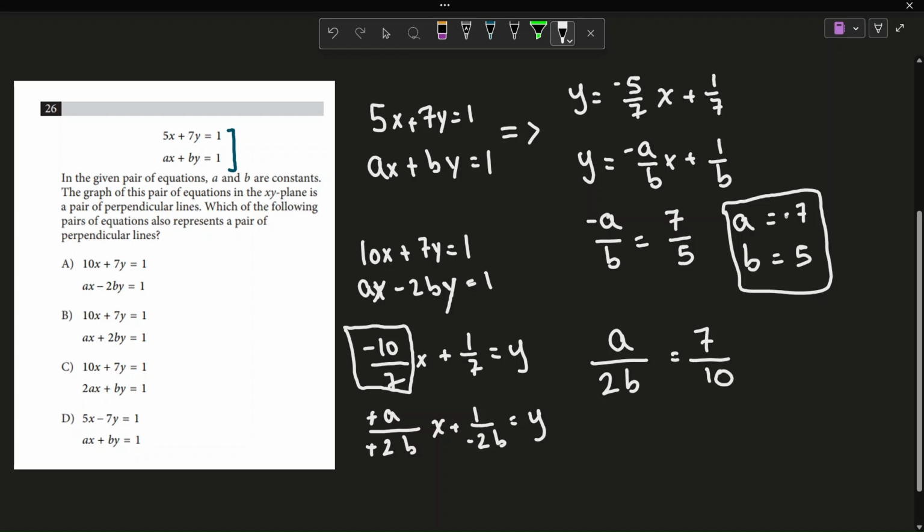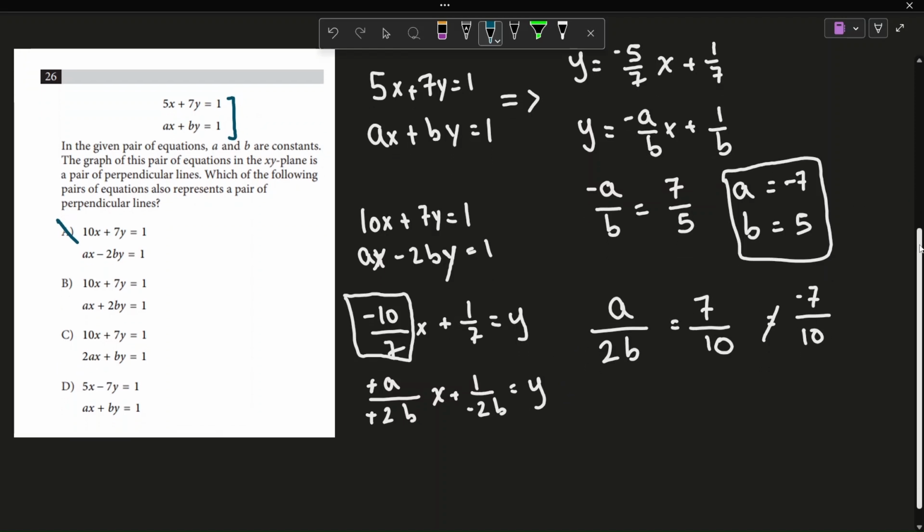When we plug in the values for a and b that we found from the given system, we see that a is equal to negative 7 and b is equal to 5. So 2 times b is 10. We see that 7 over 10 and negative 7 over 10 are not the same. That means answer choice A is not the right answer, because these two lines are not perpendicular.